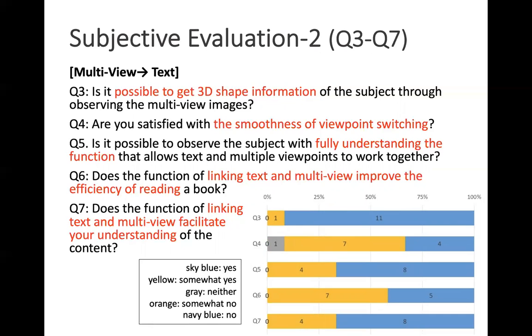Basically, we have got positive responses since there is not any orange and navy blue. About Q3, Q5, and Q7, all participants gave positive evaluations. In Q6, with regard to the improvement of the viewing efficiency, one participant said that the highlight text linked to the image is wrong. It seemed to improve the learning efficiency if the text is highlighted word by word.